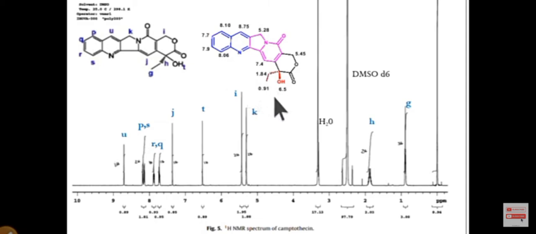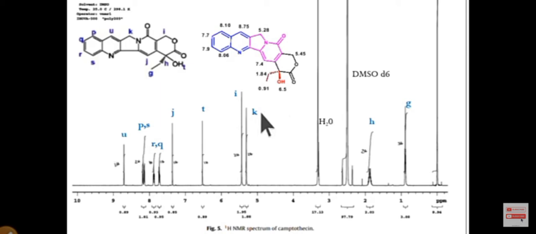The methyl group comes at 0.91, showing a triplet because it is attached to the CH2 group, and the CH2 group comes at 1.84, the H signal. This is the H signal. It comes at 1.84 delta ppm, and it shows a quartet.